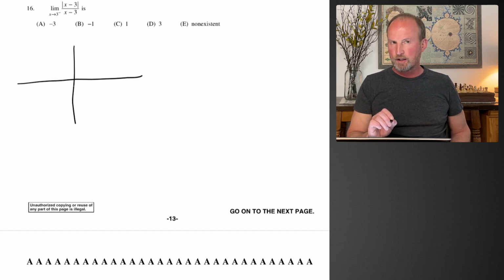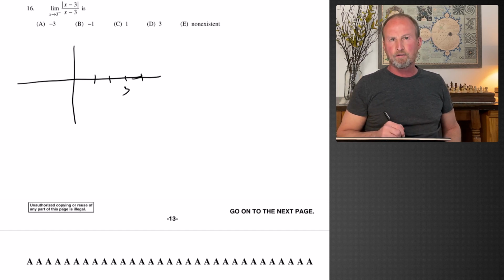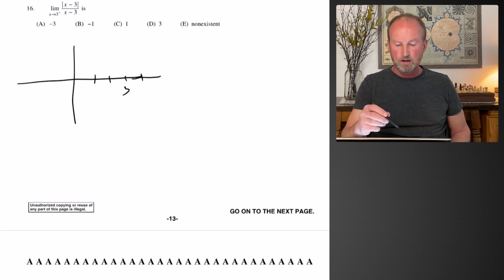The only difference between the denominator and the numerator, the top and the bottom, is that the top has an absolute value around it. What I care about, what's interesting, is at x equals 3. At x equals 3, the function is 0 divided by 0, which is indeterminate, but we'll go there another time. So what happens to the left and to the right?